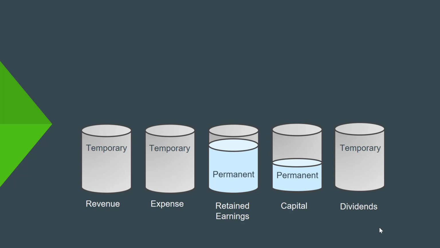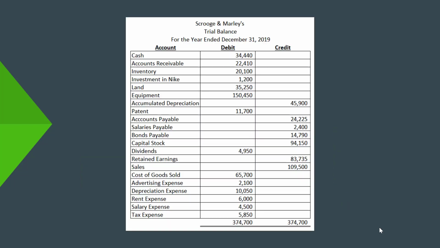Everything else, revenue, expenses, and dividends, are temporary. So let's take this into a real-world example and see how these adjusting entries, or these closing entries, would be made using journal entries. So here I have a trial balance for a company at the end of the year, and we need to make our closing entries for this company.